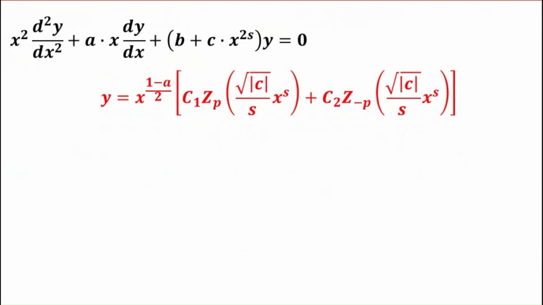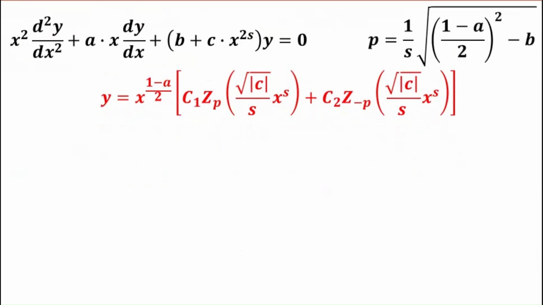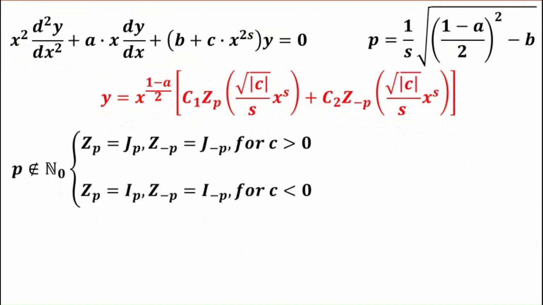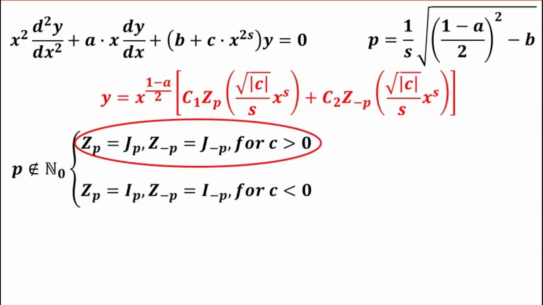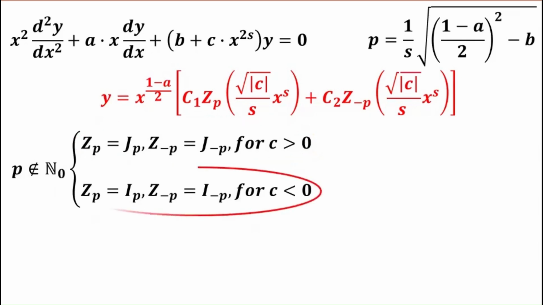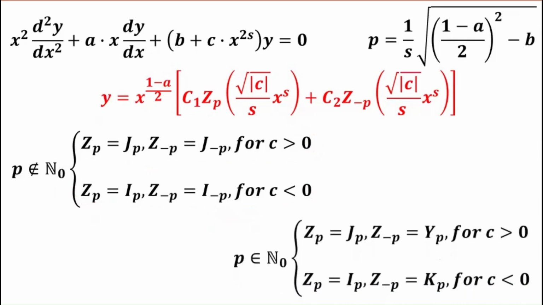To determine the appropriate Bessel functions, one must first compute the coefficient p, which defines the order of the Bessel function. If p is neither an integer nor 0, the general solution consists of two Bessel functions of the first kind when c is greater than 0, and two modified Bessel functions of the first kind when c is less than 0. If p is an integer or 0, the general solution includes both Bessel functions of the first and second kinds for c greater than 0, and both modified Bessel functions of the first and second kinds for c less than 0.